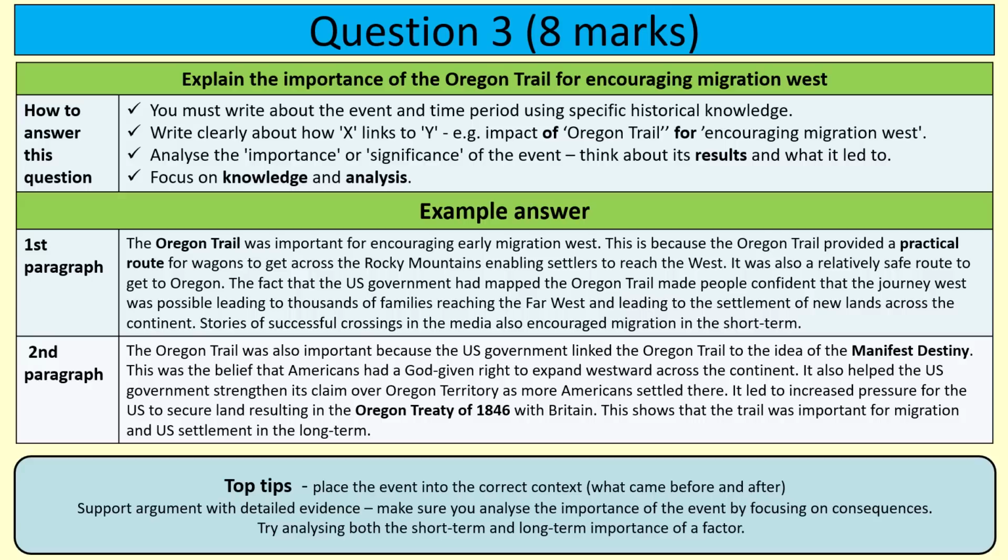It also helped the US government strengthen its claim over Oregon territory as more Americans settled there. It led to increased pressure for the US to secure land, resulting in the Oregon Treaty of 1846 with Britain. This shows that the trail was important for migration and US settlement in the long term.